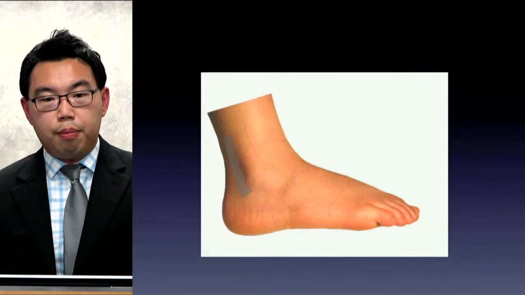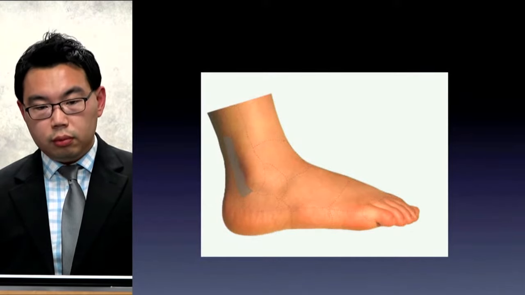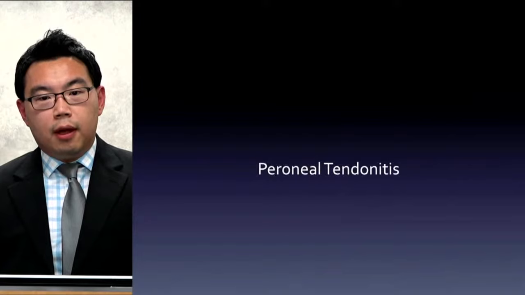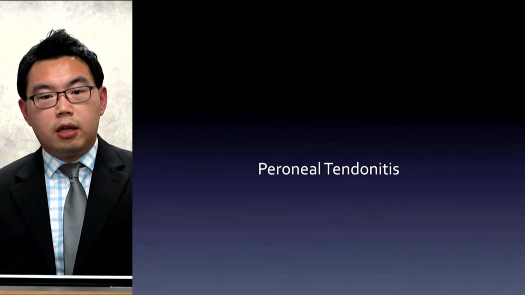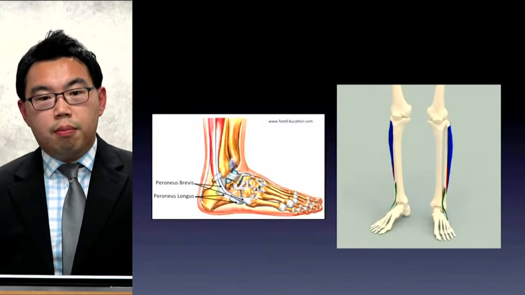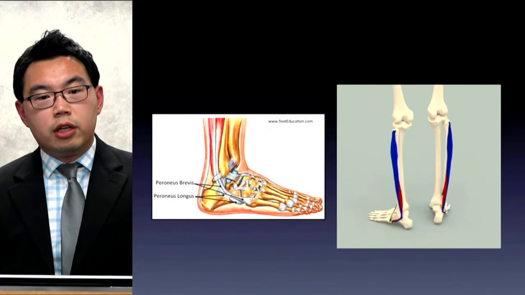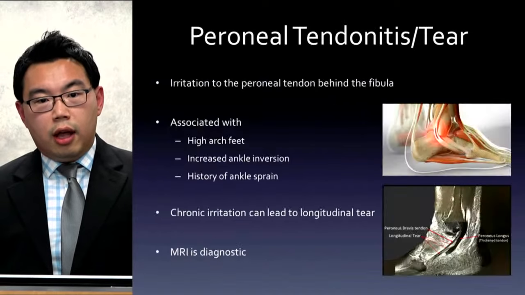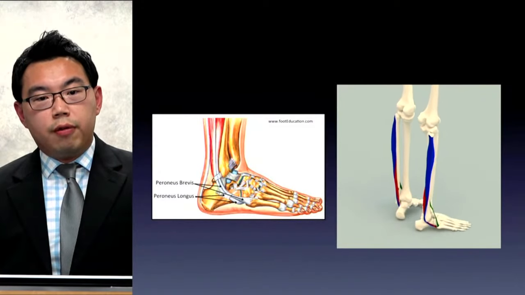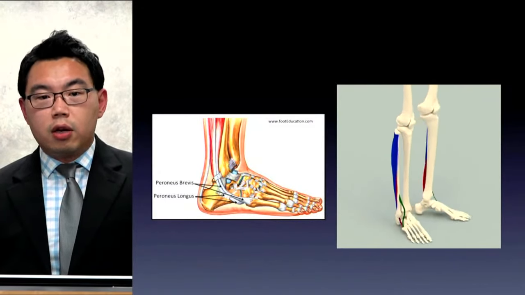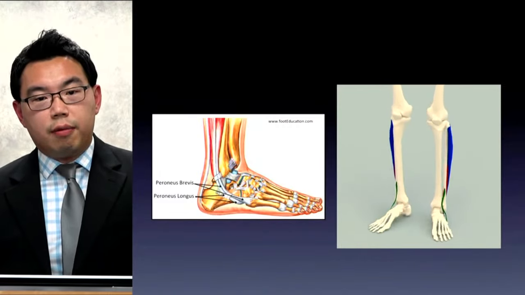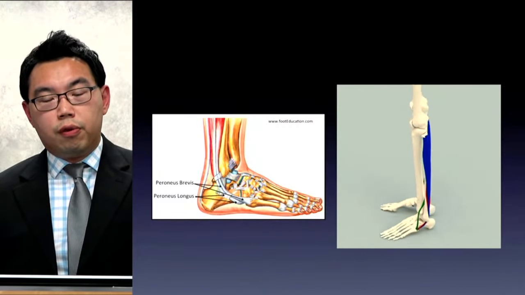Now, if you say, okay, I have pain in the back of my pointy bone, what would that be like? We think about what we call peroneal tendonitis. And if you remember, the peroneal tendon consists of essentially two major tendons. One is peroneus brevis, one is peroneus longus, and both of them just run their course right behind that pointy bone and into the forefoot.